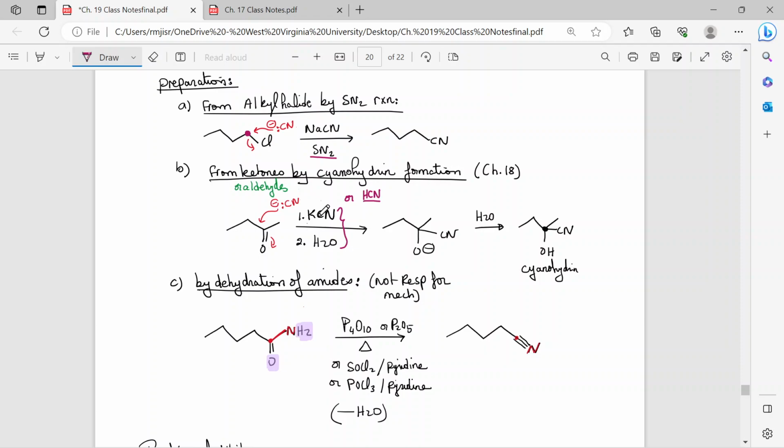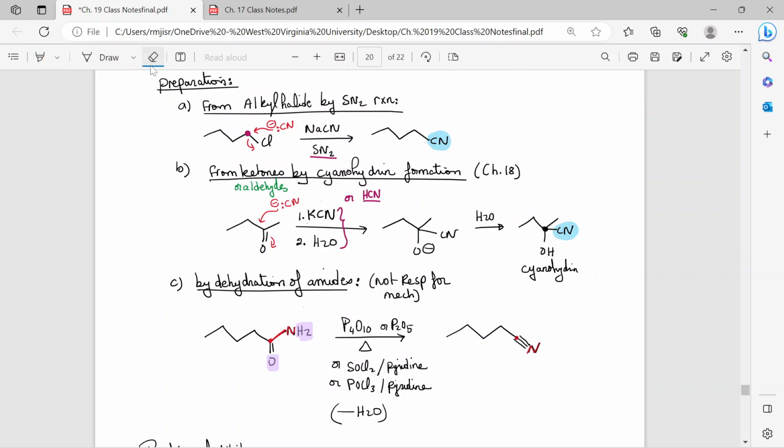The CN minus in the basic medium is going to attack the carbonyl, form a negative charge that gets protonated. If you're working with an acidic medium, the first step, you are going to protonate the oxygen, and then the CN minus is going to attack, and you're still going to get the cyanohydrin. The whole idea here is to introduce the cyanide that we can later react and hydrolyze in order to get to the carboxylic acid.